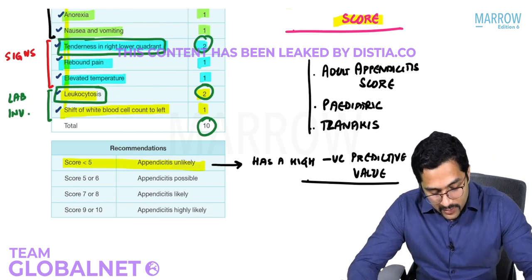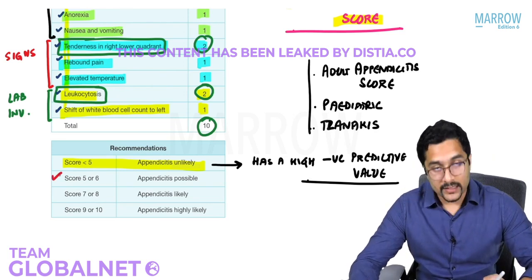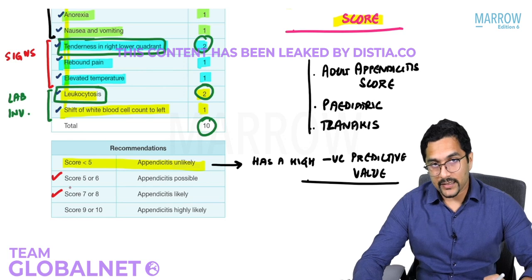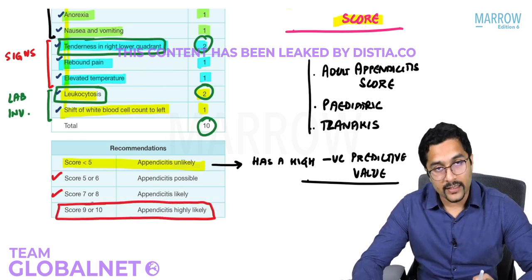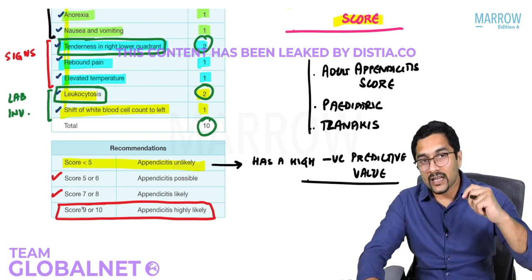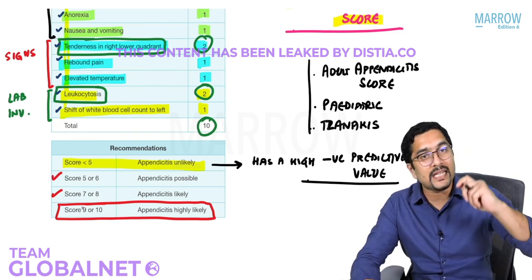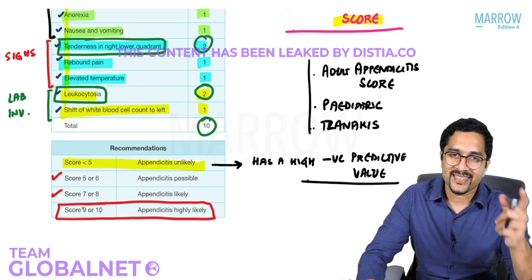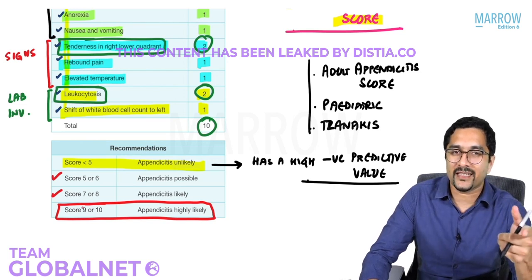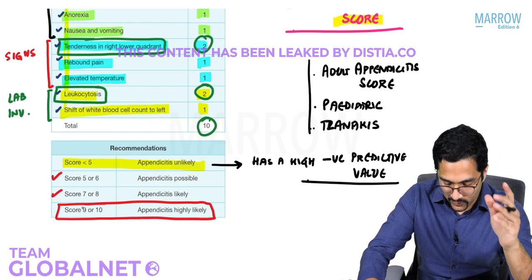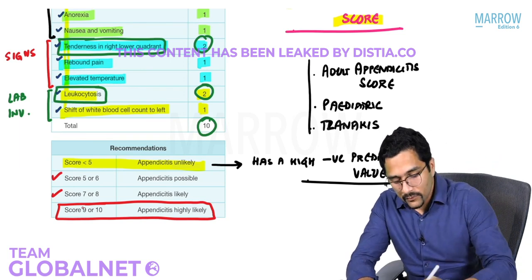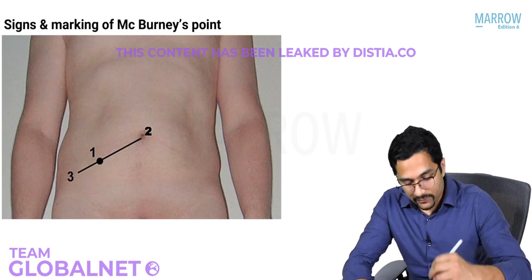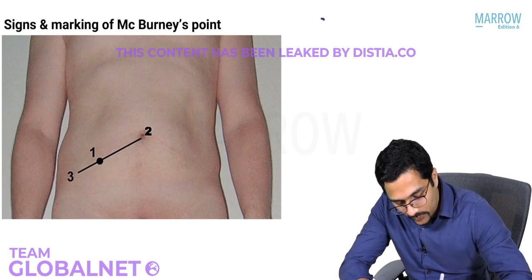Okay. If the score is 5 to 6, appendicitis is possible. 7 to 8, appendicitis is likely. And 9 or 10, appendicitis is highly likely. But like I said, a lower score is more likely to rule out appendicitis than a higher score confirming the diagnosis of appendicitis. Okay. So you should know about this scoring system. Now the other signs, we were talking about the signs of acute appendicitis.